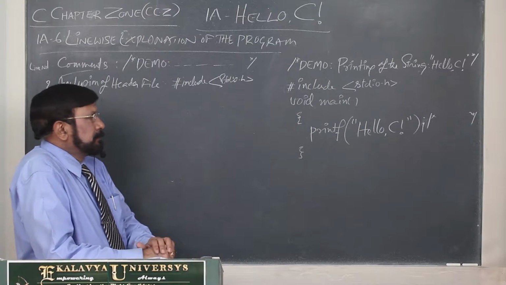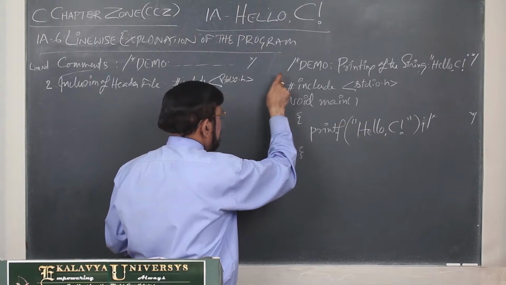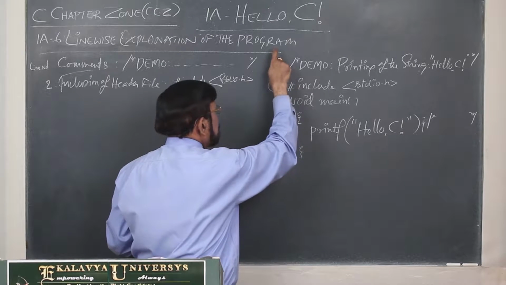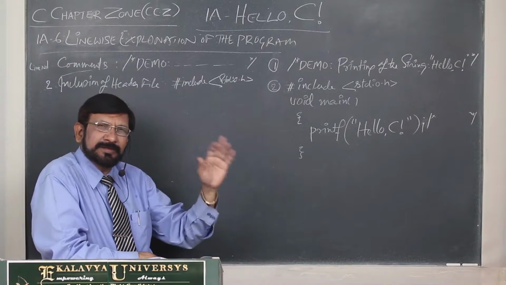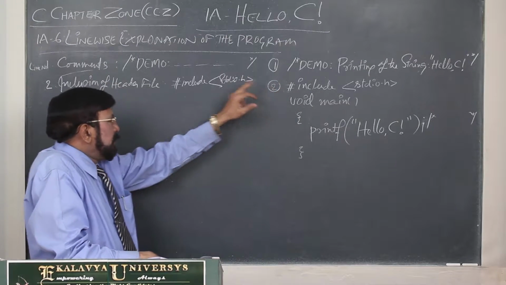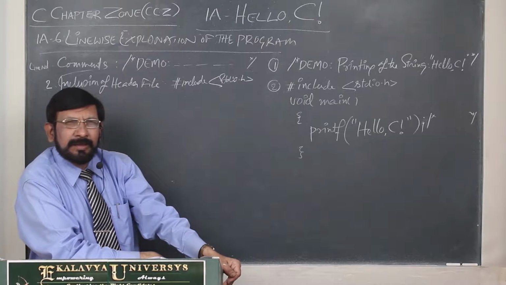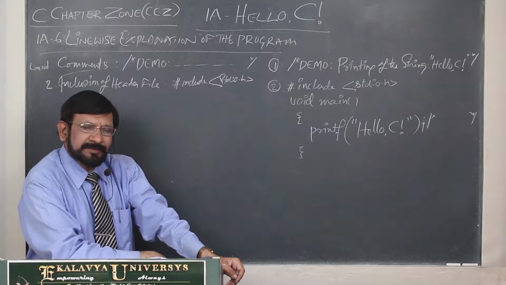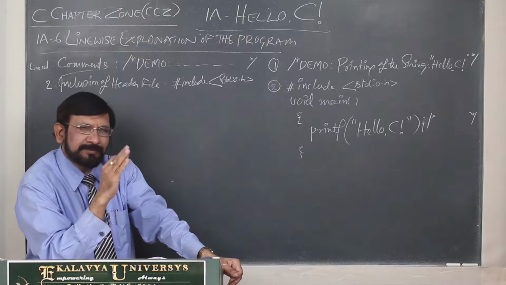Now I explain the meaning and the purpose of the second line. Already I explained to you about the first line, the content of the first line, that is comment. The second line is inclusion of header files. In order to understand this concept, you have to understand one real life thing.